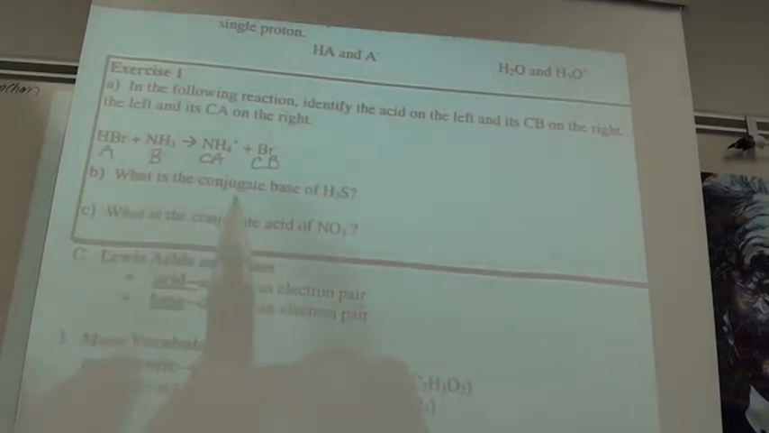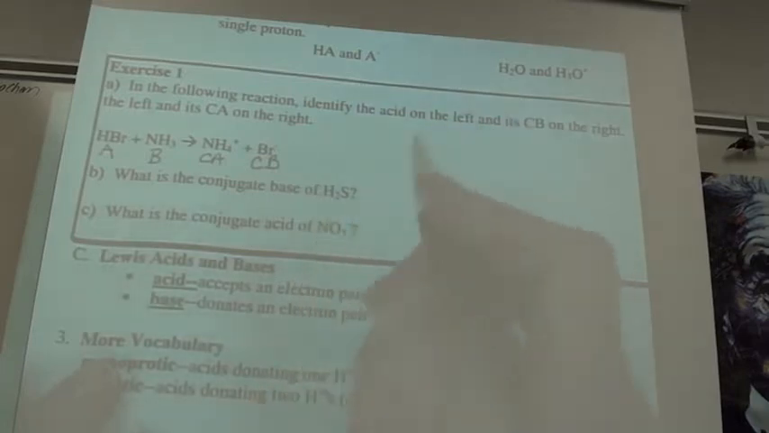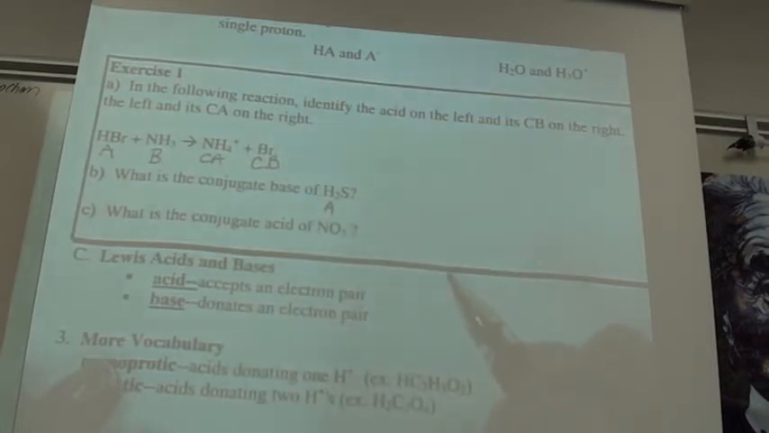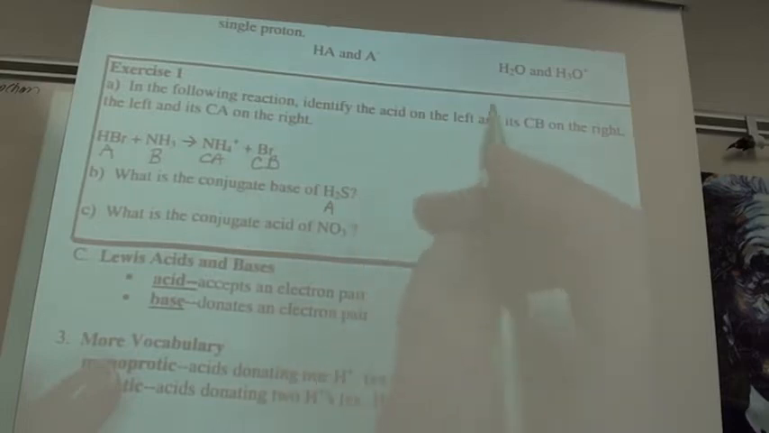The question asks, what is the conjugate base of H2S? The conjugate base, this makes this an acid, so it needs to lose a hydrogen, one at a time.